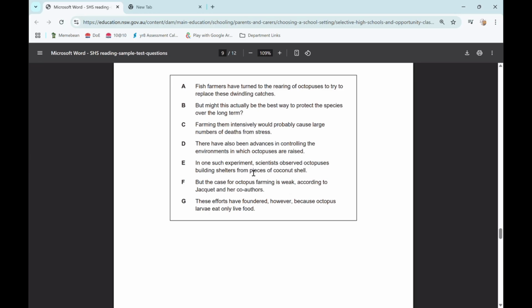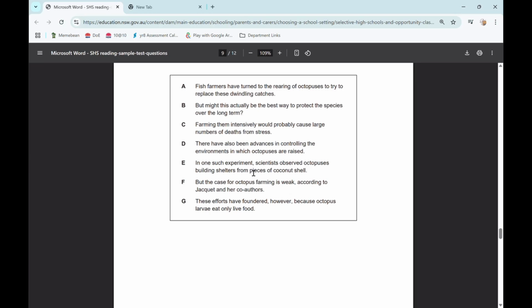D, there have also been advances in controlling the environment in which octopus are raised. We're looking at environments here, but they haven't talked specifically about the environments in which they raise, and this is slightly against what the topic is about. It's saying the environment they're raised in is going to be hard for a type of intelligent animal that octopus are. So it isn't D either. E, in one such experiment, scientists observed octopus building shelters from pieces of coconut shells. E is possible, but they haven't mentioned experiments. This is the first paragraph, and they're more specifically talking about the intelligence and not how it's shown. So it's not E either.